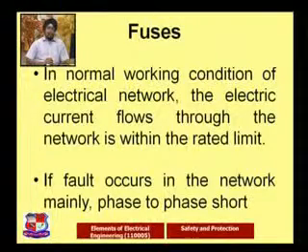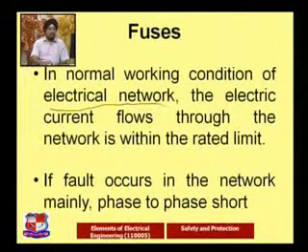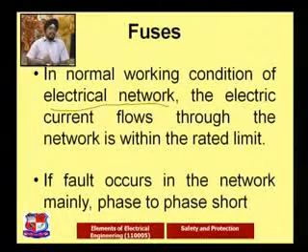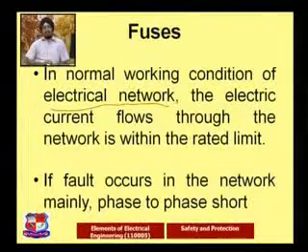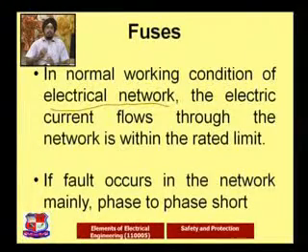So fuse, in normal working condition of any electrical network, by electrical network we mean any circuit or equipment, the electric current flows through the network within the rated limit. So when the circuit is normal, everything is in normal condition, no fault condition at all. Current is going to flow within the rated limit.